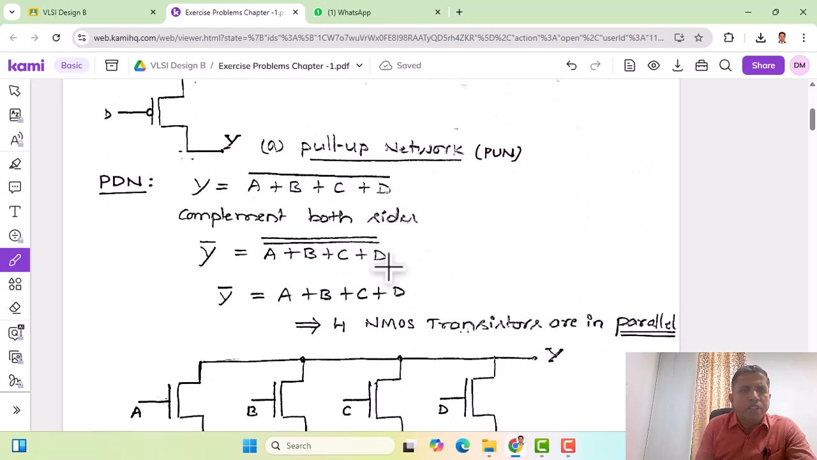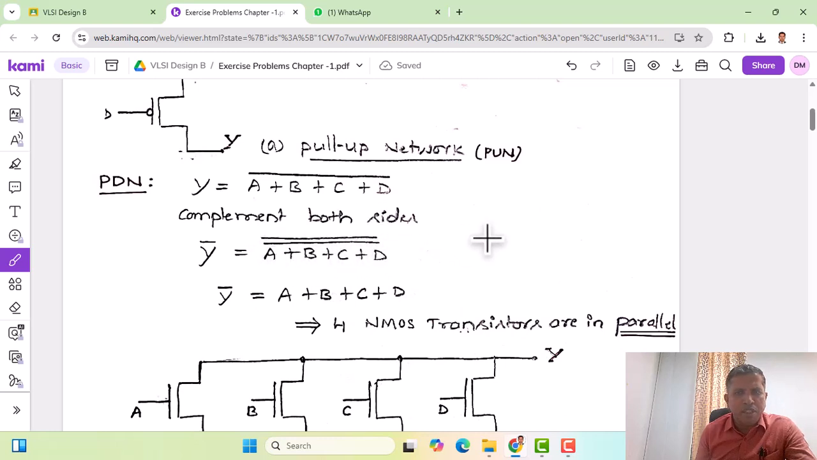Similarly, we can also write the pull-down network. Again, rewriting the same 4-input NOR gate expression, Y equals (A plus B plus C plus D) whole bar. Now we can complement both sides because we are bringing this expression into a form suitable for the pull-down network. So therefore, let us complement both sides of this expression. So Y becomes Y bar, and (A plus B plus C plus D) whole bar becomes a double complement.